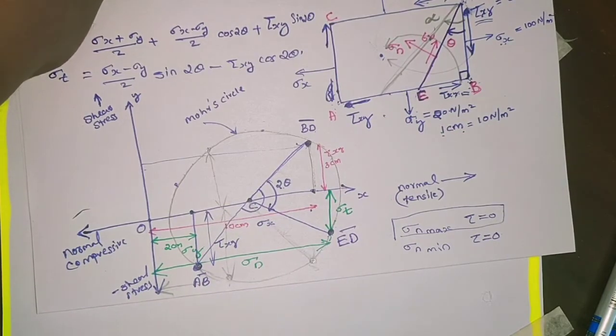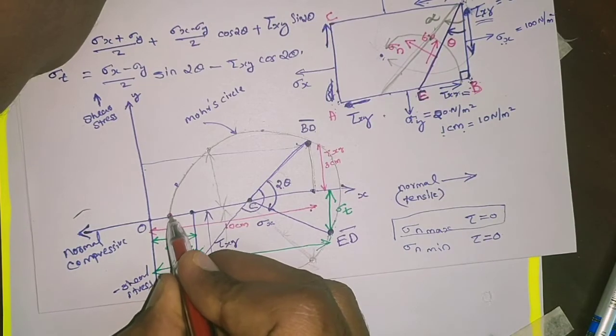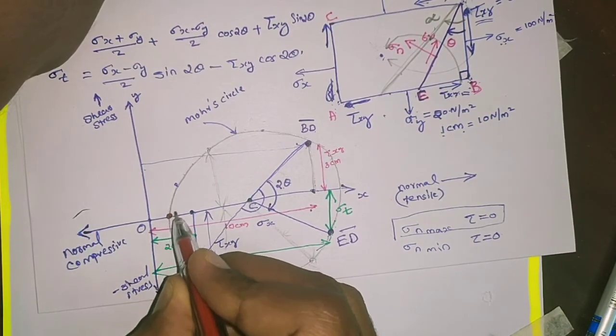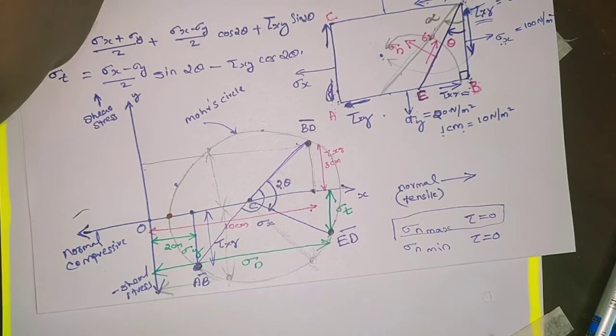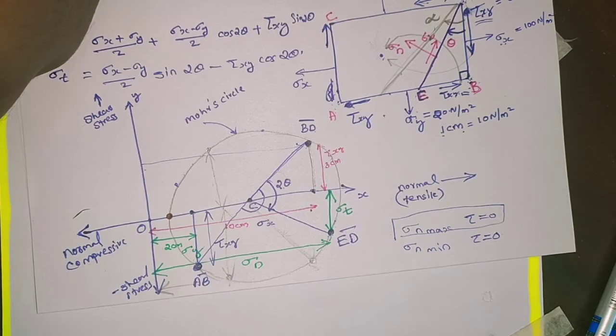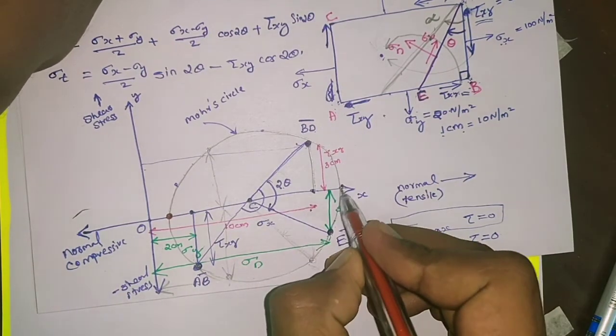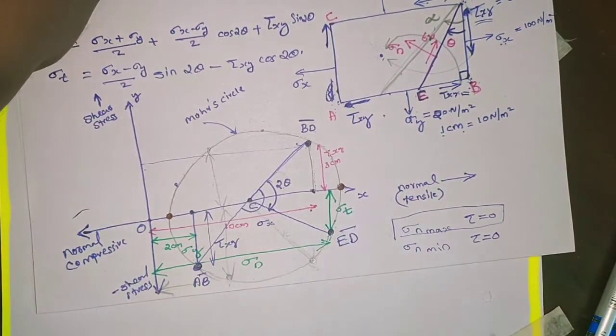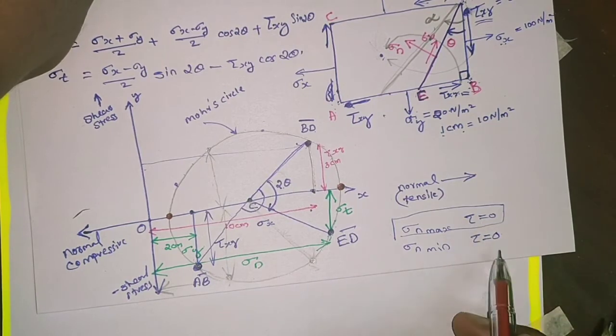Then at what point is this value equal to 0? This value is 0 at this point. At this point, you can see there is no vertical distance from the x axis. So this is the point where shear stress is equal to 0. There is one more point where shear stress is equal to 0, that is this point. So we got 2 points where shear stress is equal to 0.